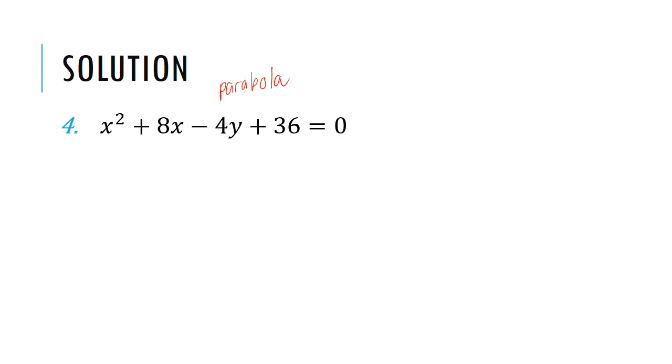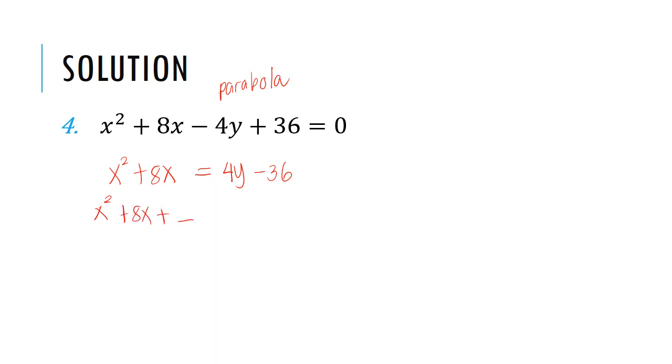Parabola is much easier because instead of completing squares in two variables, we only need to complete the square in one variable, and that is the variable with the second degree. In this case, we only need to complete the square of x squared plus 8x because it is the only variable with the second degree. Everything else, including the constant and the variable y, would be transposed to the right hand side, and this would become positive 4y minus 36. Then we proceed on completing the square of the left hand side.